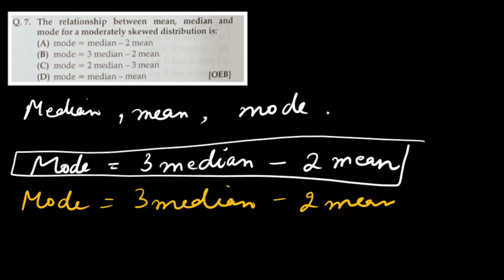So which option is the correct option, in which option do you see this relation? Yes, so option B is the correct one. And you have to remember this relation, it is very important. If you know any two, the third one you can find. So 3 times median minus 2 times mean. Let's do the next question.